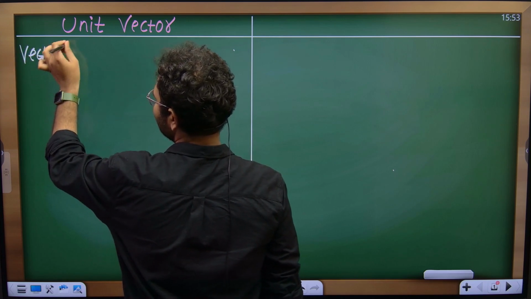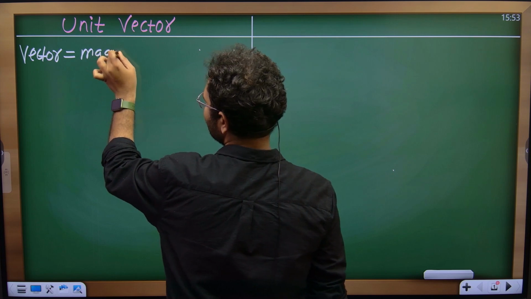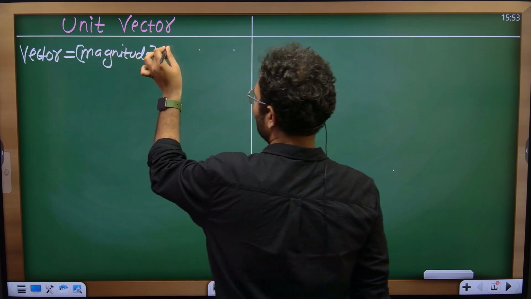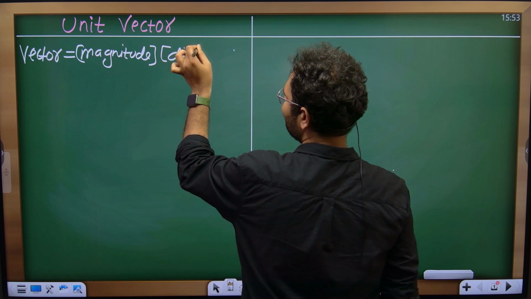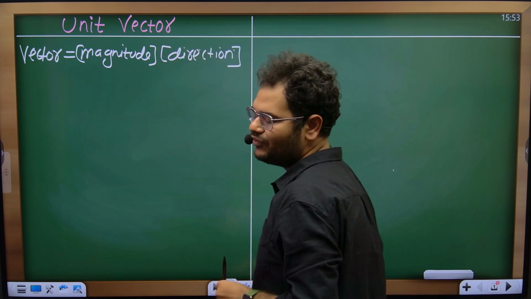Let's begin our discussion. First, let us quickly revise what a vector is. A vector is a physical quantity which has magnitude and direction. It also has to follow the triangle law of vector addition. The link of the lecture on the triangle law is given in the description.